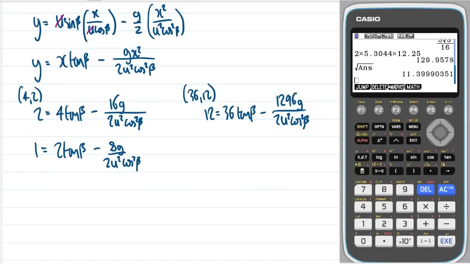Like so, and then we can also cancel a 2 here, which gives me 4g on top, like such. And over here we could divide through by 12. Dividing through by 12 gives me 108, and then divide that by 2 gives me 54. So 54 on top.